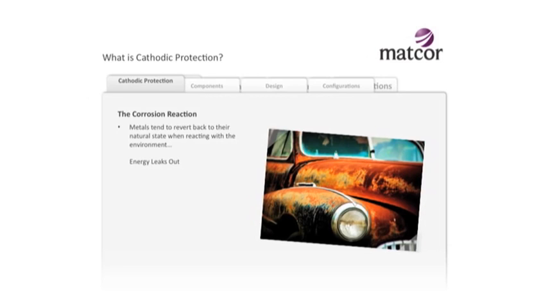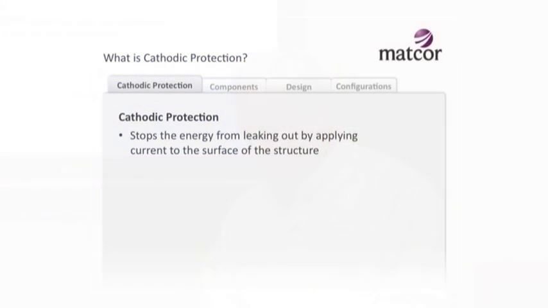And that's a picture of a rusty old car. That's what happens when processed metals are left out in the environment long enough. They'll return to a more natural state, in this case, iron oxide or rust. It's the process of energy leaking out. So again, cathodic protection is a means to stop that energy from leaking out of the structure.